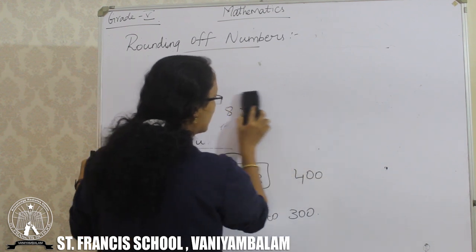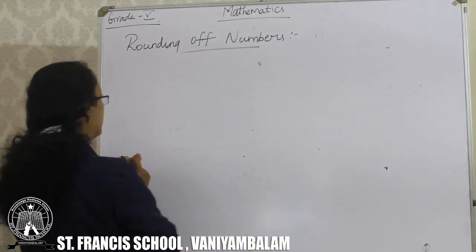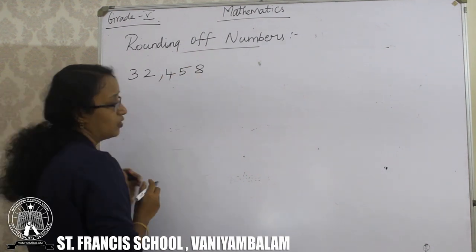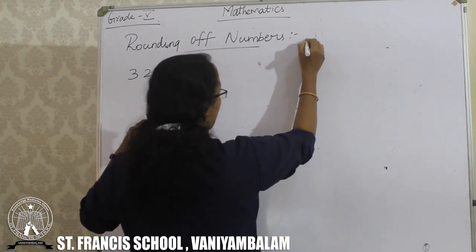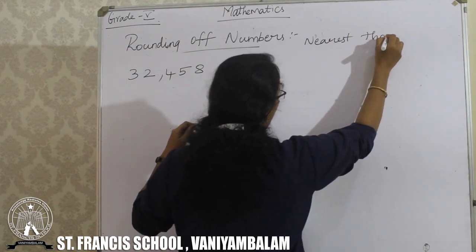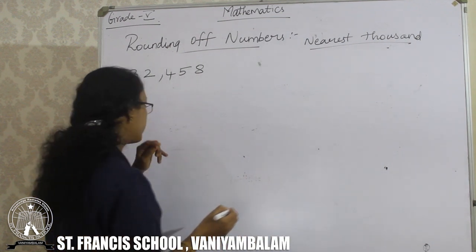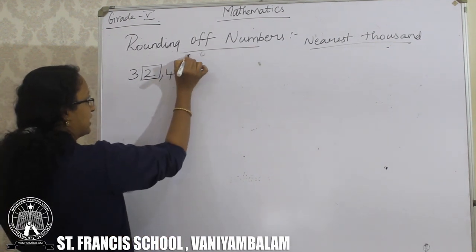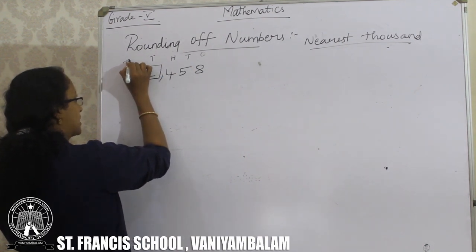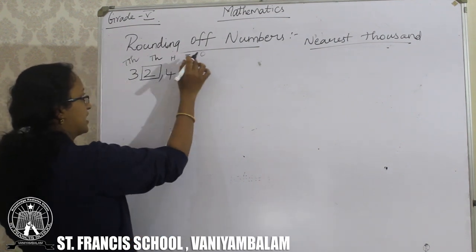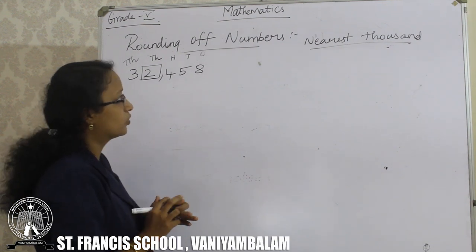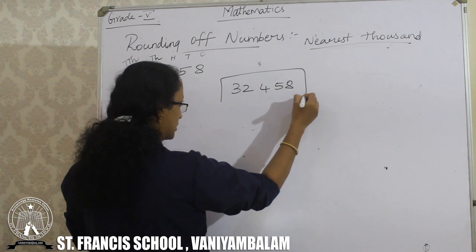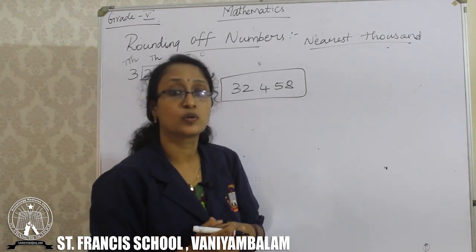Nearest 1000. We are going to study nearest 1000. 32,458. Okay? We are going to round off this number to the nearest 1000. So, how will you round off this number to the nearest 1000? Nearest 1000 means put a box for the thousands place. Ones, tens, hundreds, thousand, 10,000. Right? So we are going to round off to the nearest 1000. So write the number in a box. We have to round it off to the nearest 1000.